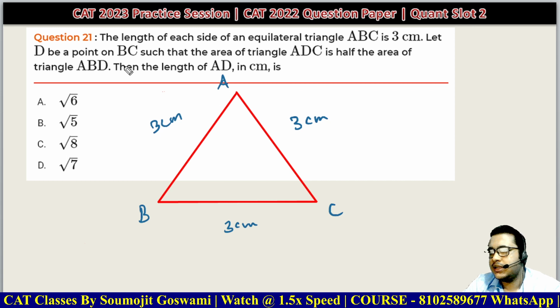Okay, now it says that let D be a point on BC such that the area of the triangle ADC is half the area of ABD. Now this was a googly. मतलब ये आपको दिया ही इसलिए था ताकि आप थोड़ा सा समझ जाओ कि ये कहाँ आपको ले जा रहा है.